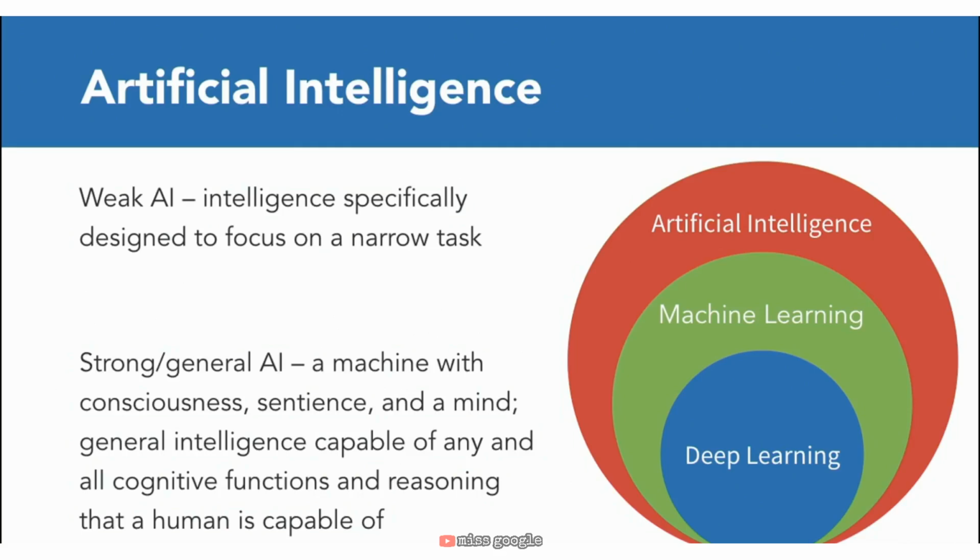Strong or general AI is a machine with consciousness, sentience, and a mind. General intelligence is capable of any and all cognitive functions and reasoning that a human is capable of. So general AI is a superset of many things. Only one of those things happens to be machine learning. But there are many things under the umbrella of AI that are not machine learning. So this is just a high-level overview of how these three terms are related. Deep learning is a subset of machine learning, which is a subset of general artificial intelligence. These should not necessarily be used interchangeably without specifying what type of AI we're talking about.